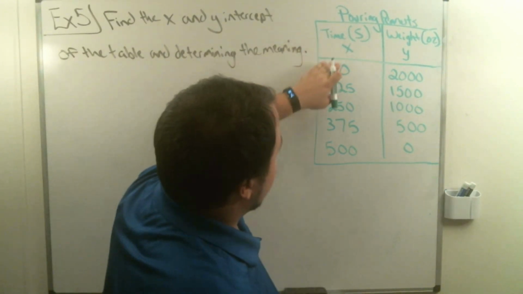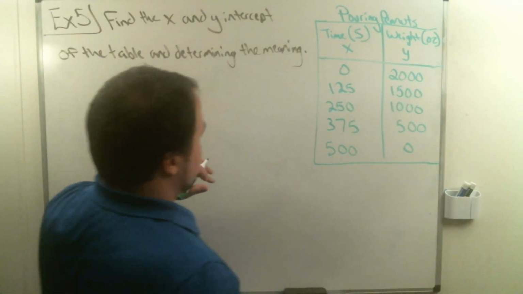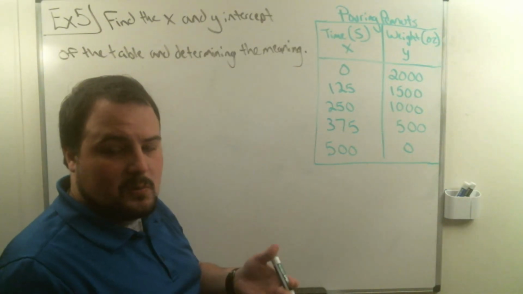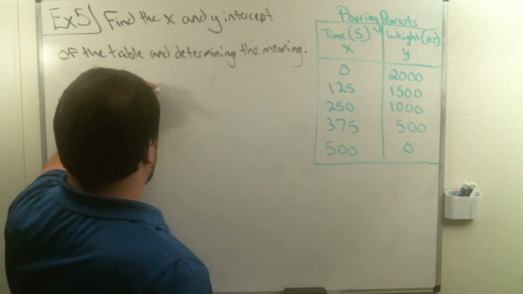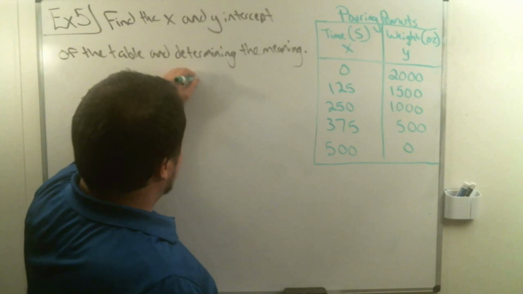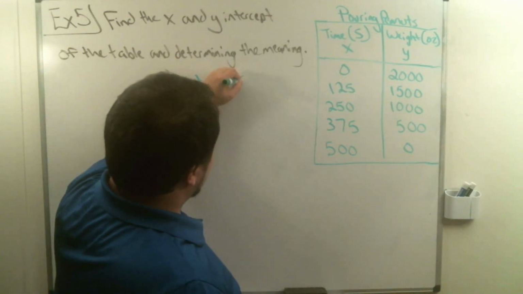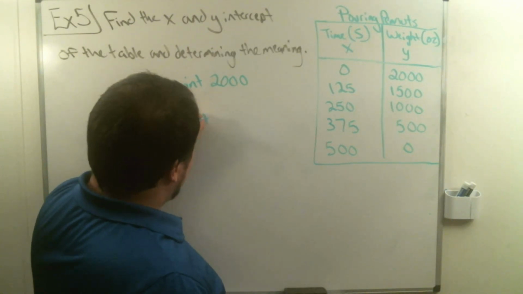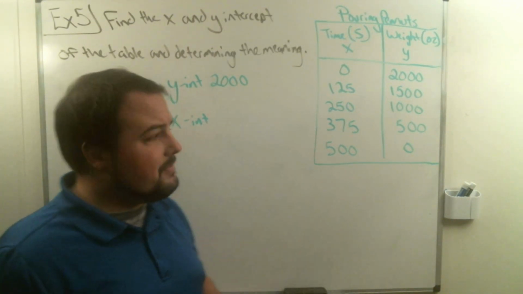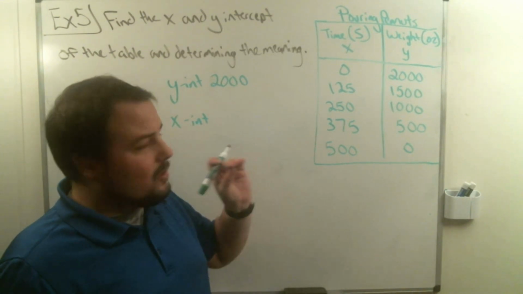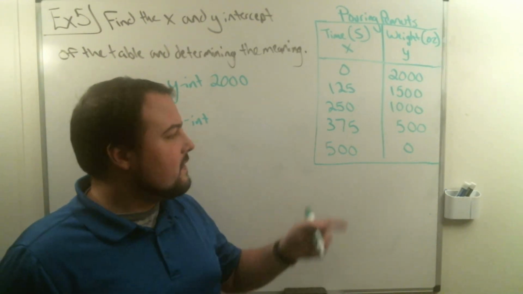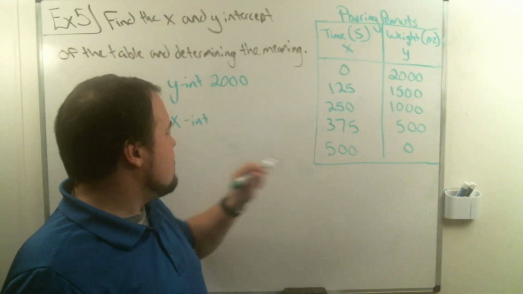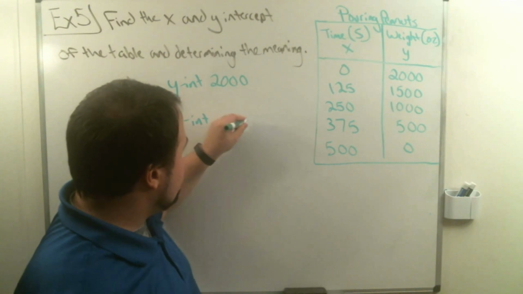So here it says the x is 0, y is 2000. Well, if the x is 0 and we get a y answer, that means it's the y-intercept. So we could say that our y-intercept is at 2000. We could also say that our x-intercept, now to find the x-intercept is where y is at 0. So we look at the y is at 0 right here, so the x-intercept would be at 500.